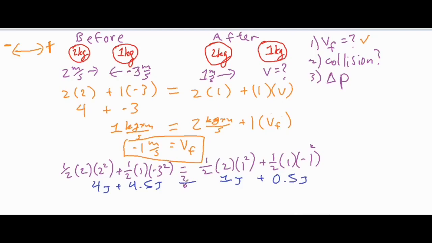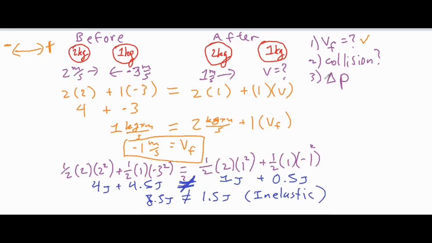Okay, so now we know that these two clearly do not equal each other, that we have 4 plus 4.5, which is equal to 8.5 joules, which clearly does not equal 1 plus 0.5, 1.5 joules, which would mean that it's an inelastic collision, showing that the energy, the kinetic energy specifically, is not conserved. So that means some of the energy was lost through heat and sound.